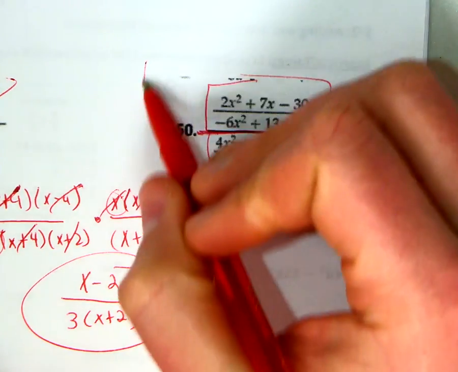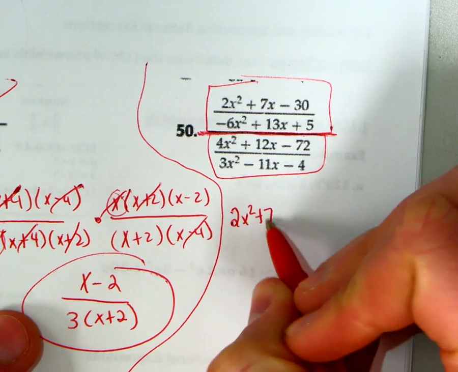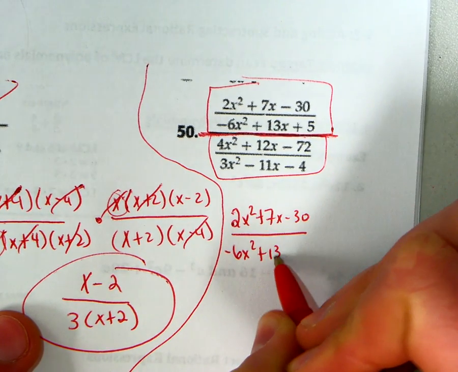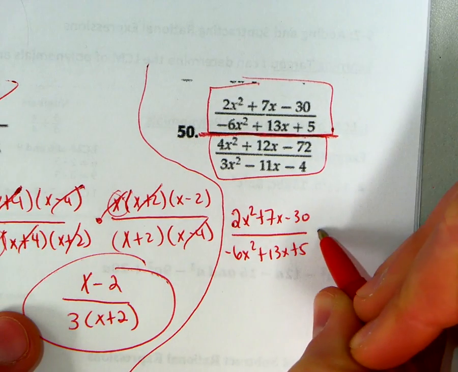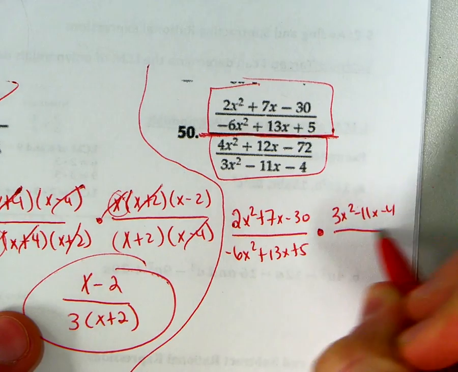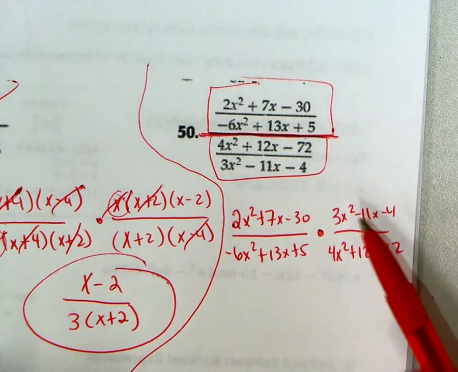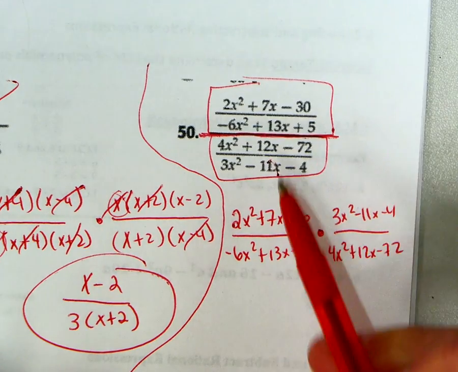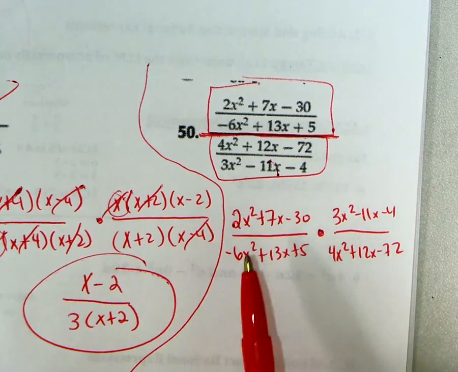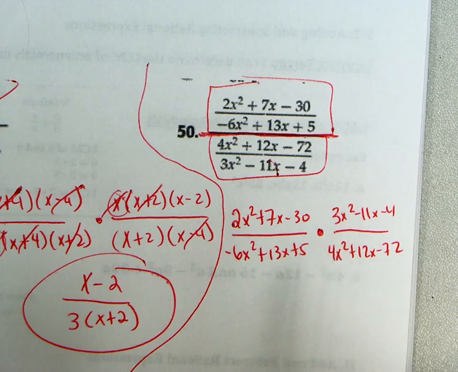So what's going to happen is if you were going to change this around, make this correct, you'd have 2x squared plus 7x minus 30, all divided by negative 6x squared plus 13x plus 5, multiplied with 3x squared minus 11x minus 4, and 4x squared plus 12x minus 72. Notice this was on the bottom, but since we're dividing, it becomes reciprocal, and now it's on top, and now we're just multiplying. You're going to factor these, and then you simplify it.